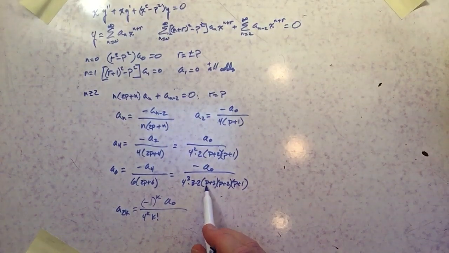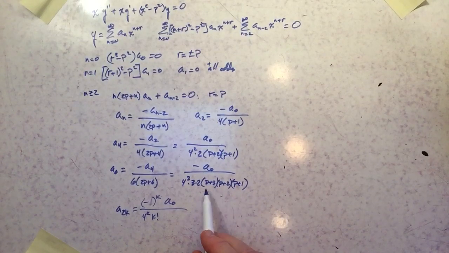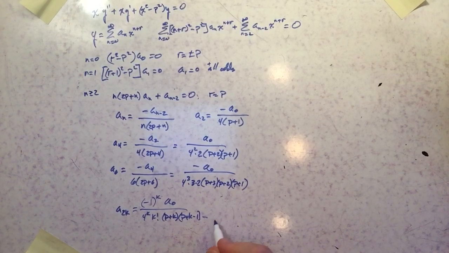This won't be a factorial because it always begins at p plus k, and it goes all the way down to p plus 1. So what I have to write is p plus k times p plus k minus 1 all the way down to p plus 1. If it were a factorial, it would finish with 1, but we don't know that p is 0, and so we can't write it as a factorial. So that's as simplified as this gets.